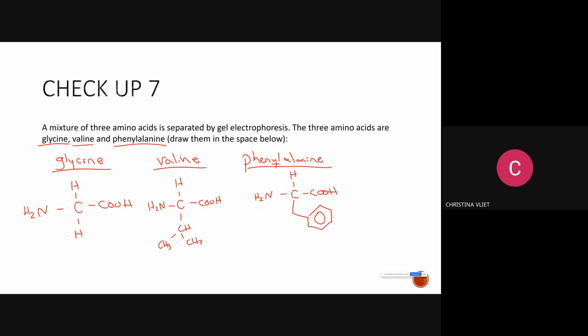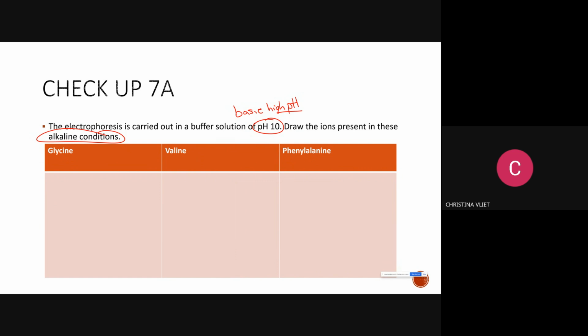Let her go. Okay, Isa? COO minus instead of COOH. And does anything else change? So everything else remains the same from the normal one. That's glycine at a pH of 10.